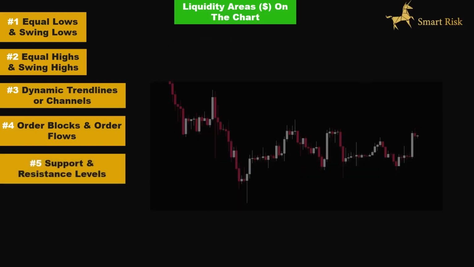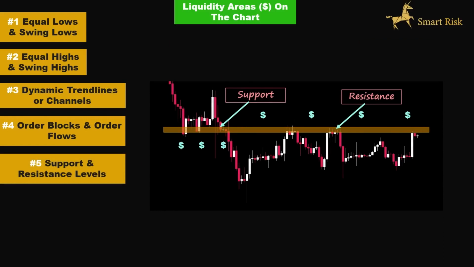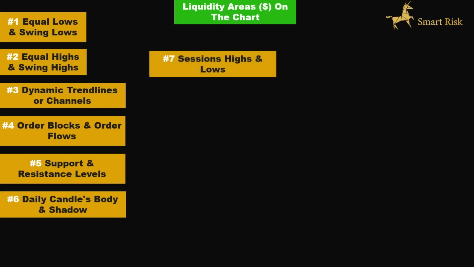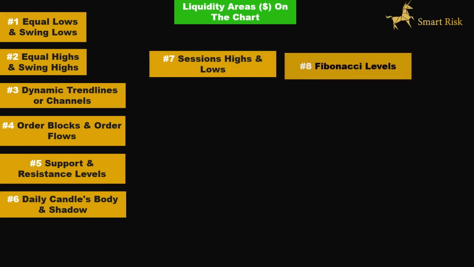Support and resistance levels. Price levels that have previously acted as support or resistance often attract market participants, making them potential liquidity areas. Daily candles body and shadow. Liquidity can be present near the body or shadow of daily candles, as these areas reflect price rejections and trading activity. Session highs and lows. High and low points of trading sessions can represent liquidity zones due to increased trading activity and participant involvement. Fibonacci levels. Traders often look for liquidity around key Fibonacci retracement or extension levels, as these levels are commonly monitored and traded by traders.